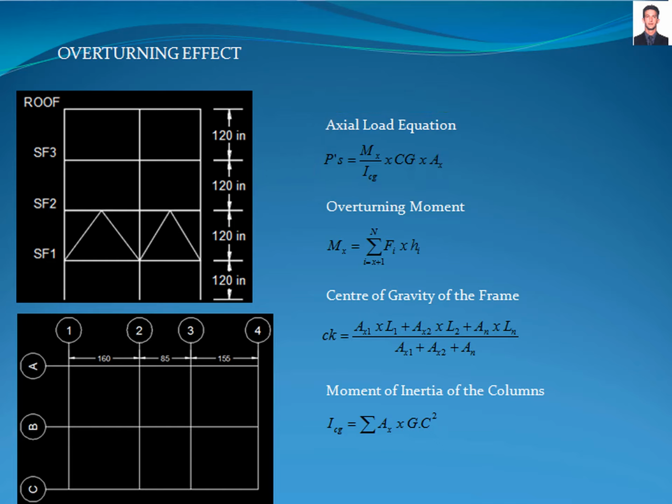The overturning moment is calculated with this equation, where Fi is the lateral force of the story in static, and Hi is the height of the story measured from the base. In this case, for the roof story it is its lateral force by 480 inches, for structural floor 3 its lateral force by 360 inches, for structural floor 2 its lateral force by 240 inches, and for structural floor 1 its lateral force by 120 inches.